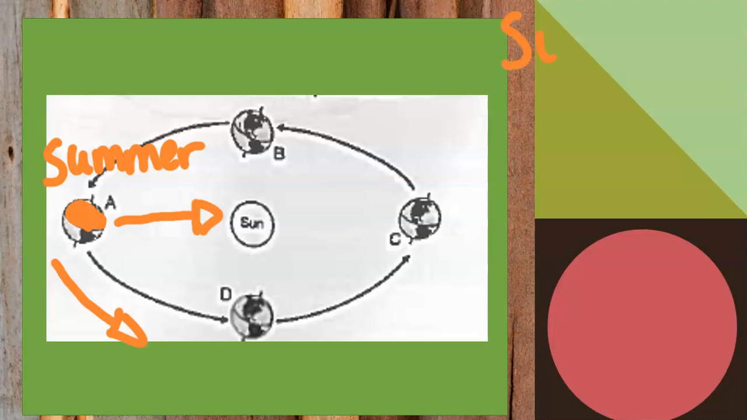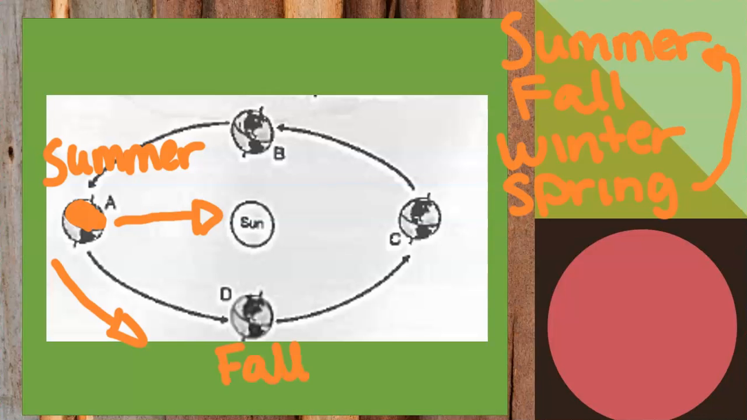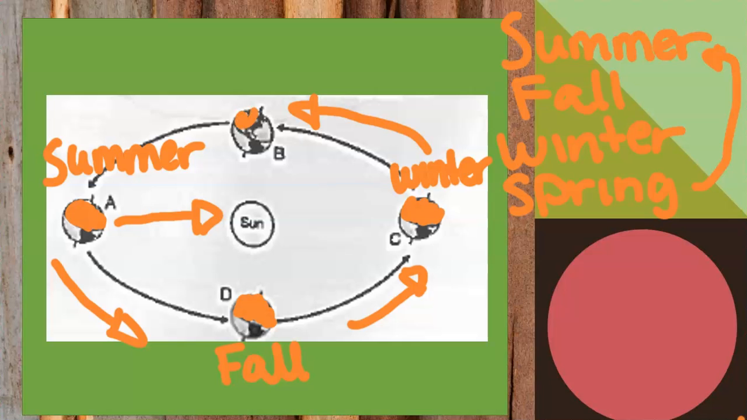So the order of our seasons is going to be summer, fall, winter, spring, and then it goes back to summer. So if fall comes after summer, my next position, position D, is going to be fall in the northern hemisphere. Position C would be winter in the northern hemisphere. And then our last position, position B, for the northern hemisphere would be spring.